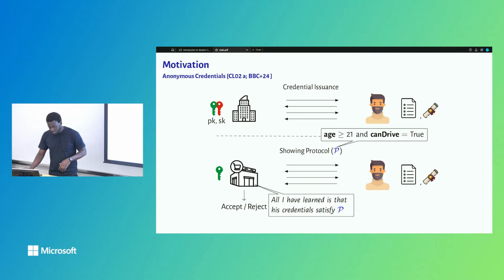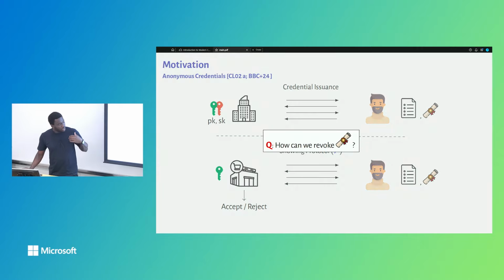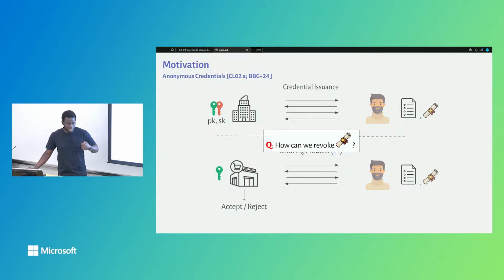Right? Now there's this question on how can we revoke Bob's credentials, right? Because in the real world, credentials are revocable. A judge can issue a decision that says that Bob's credential should be revoked. For instance, if it's a driving license and Bob is found to be guilty of driving under influence, then his driving license can be revoked for that, right?